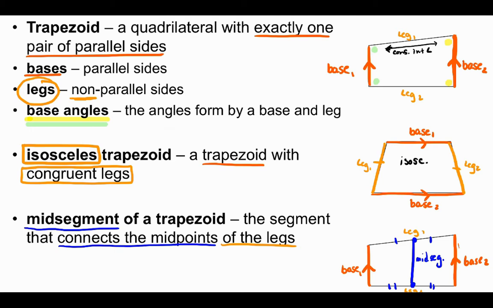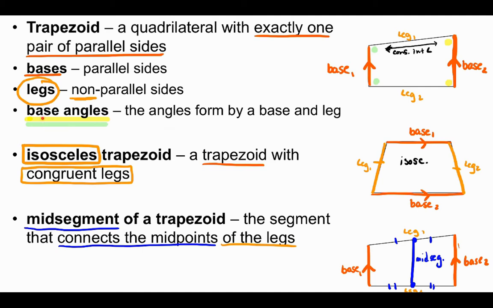Those parallels are known as the base sides. So they're the bases. So every trapezoid has two bases, and those bases are the parallels. Our non-parallel sides are known as the legs. So our parallels are the bases, the non-parallels are the legs.